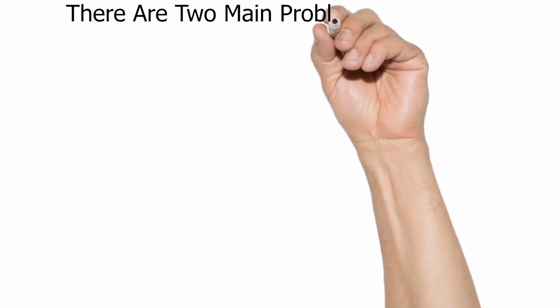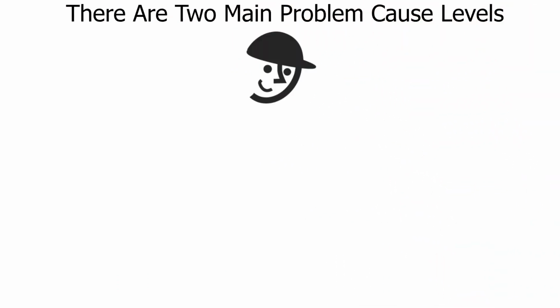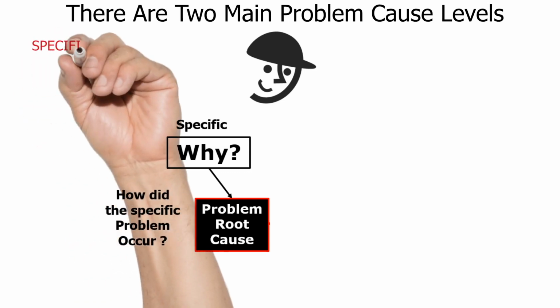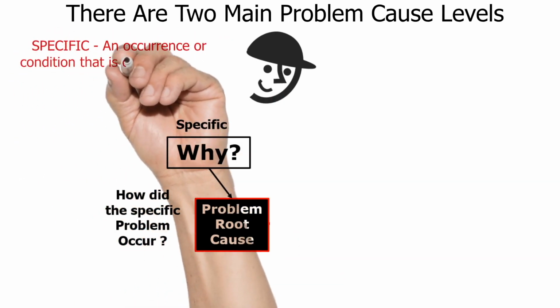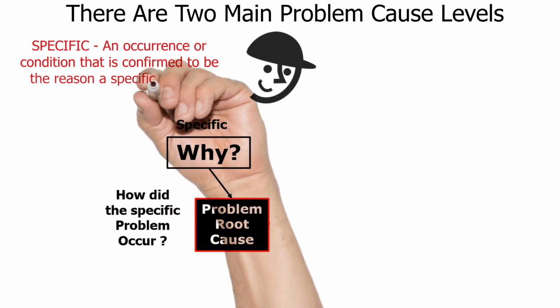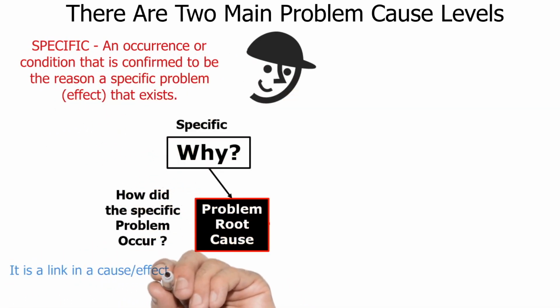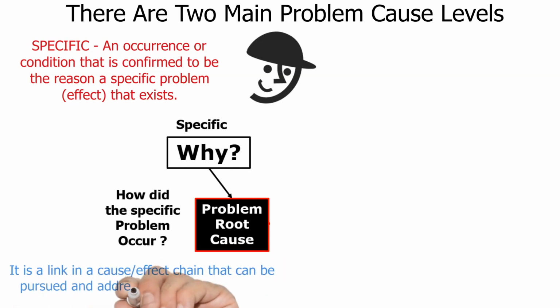There are 2 main problem cause levels: specific. This is an occurrence or a condition that is confirmed to be the reason of a specific problem or effect that exists. It is linked to a cause or effect chain that can be pursued and addressed at the root cause.